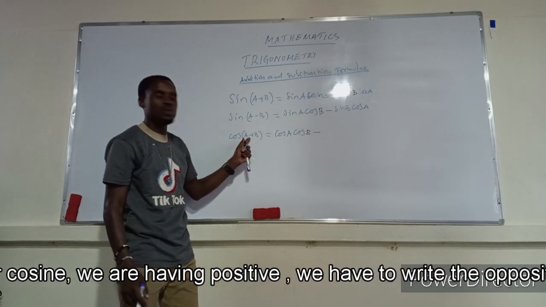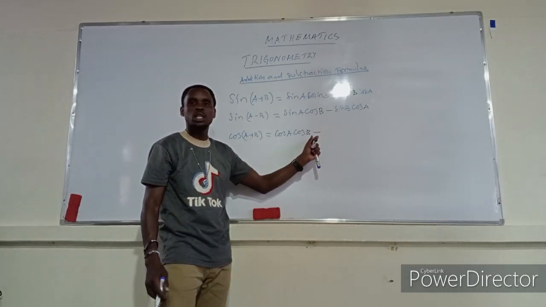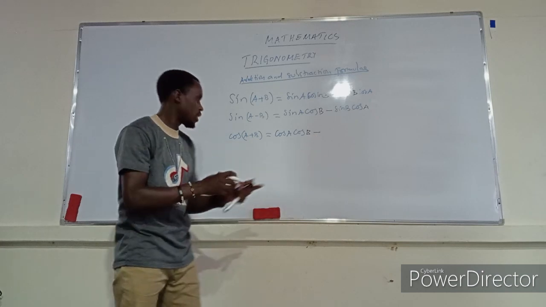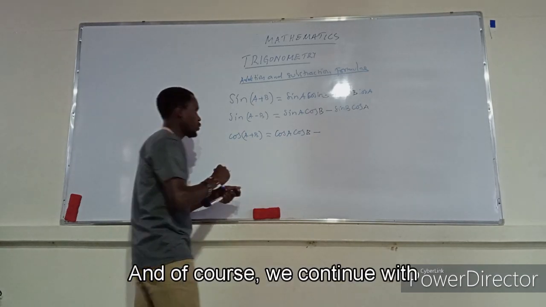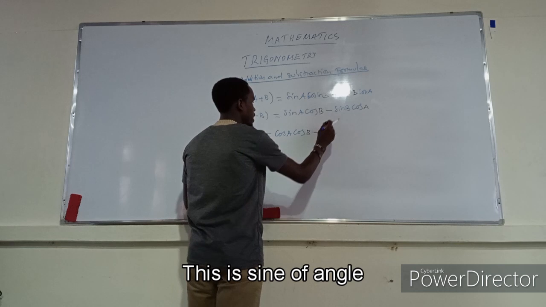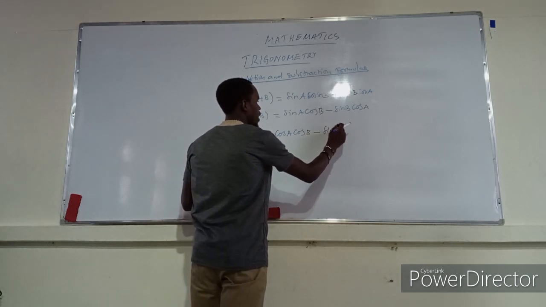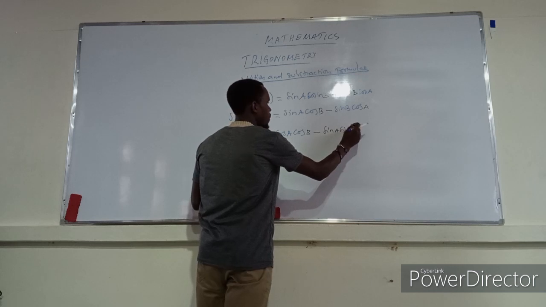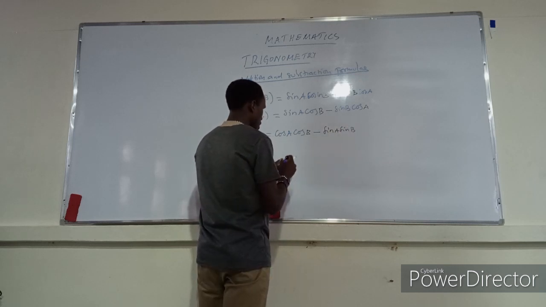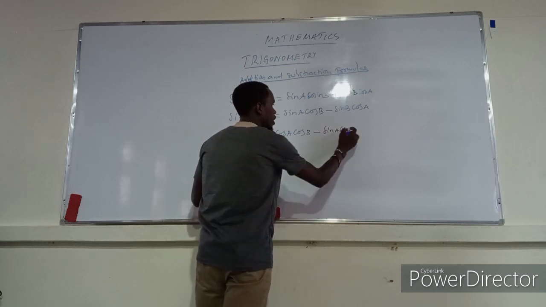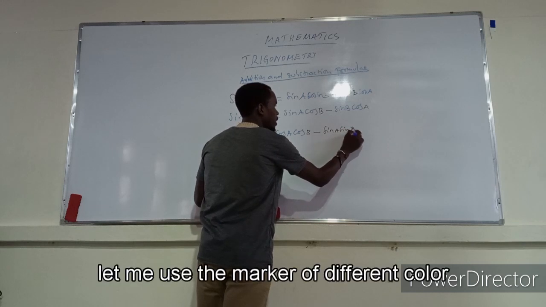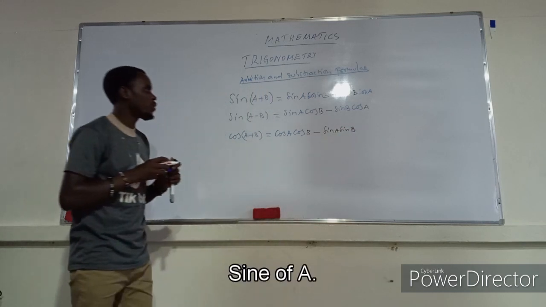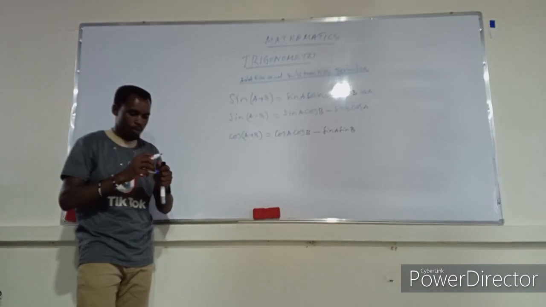But for cosine, since we are having positive, we have to write it the opposite sign. And of course, we continue with this: the sign of angle A, again sine of angle B, like this one. Look at here, let me use a different color. Sine of A, then sine of B.